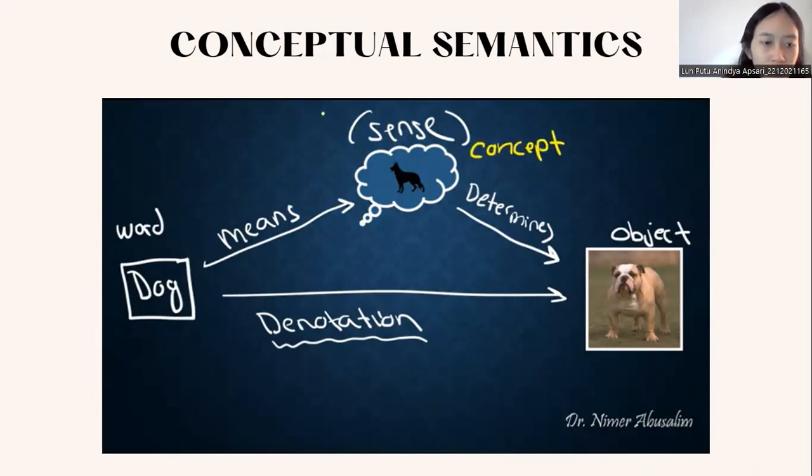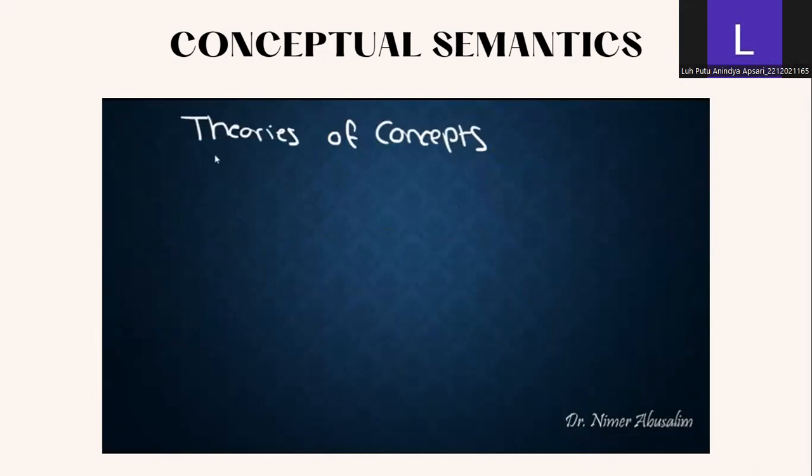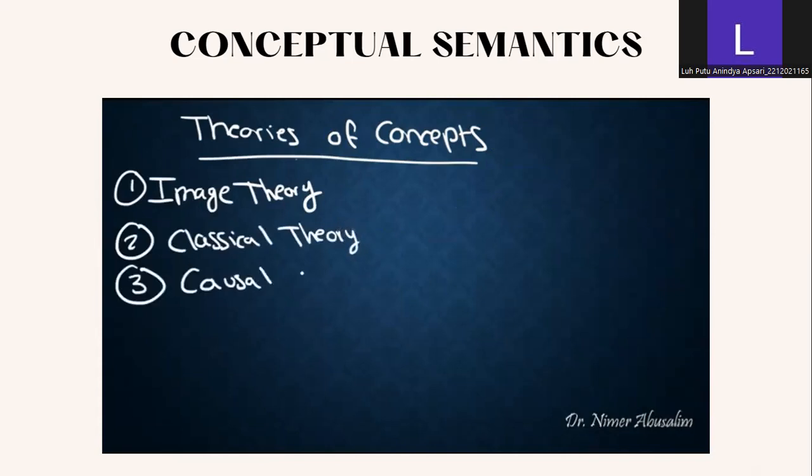Our task for today is to identify or understand in greater detail what this concept is. Now there are several theories that talk about what the concept is, what it contains. That will be our topic for today. Stay tuned. So when it comes to identifying what a concept is, there are four major theories. The first is the image theory. The second we will discuss is called the classical theory. The third is called the causal theory. And the fourth is called the prototype theory.